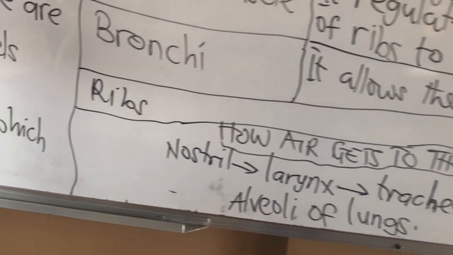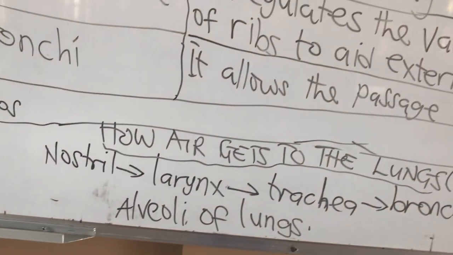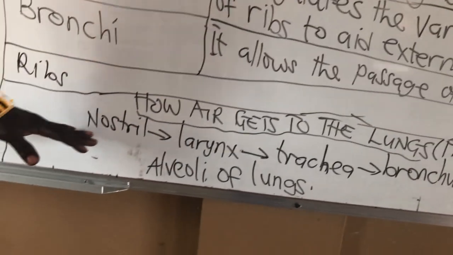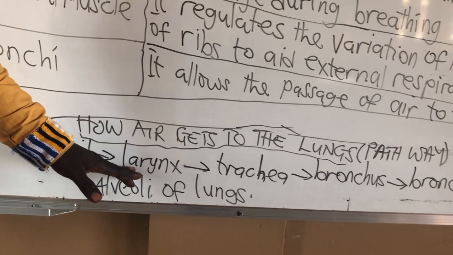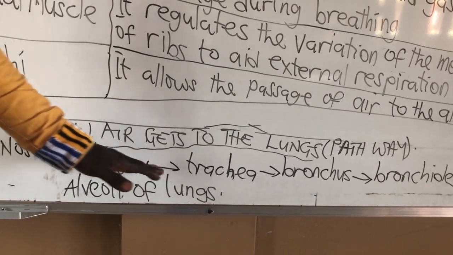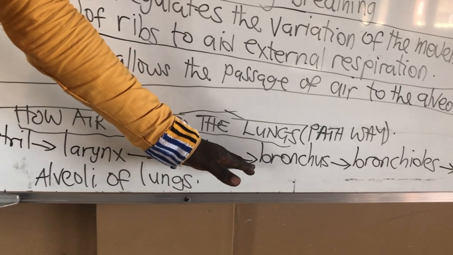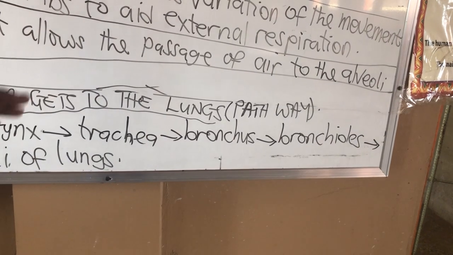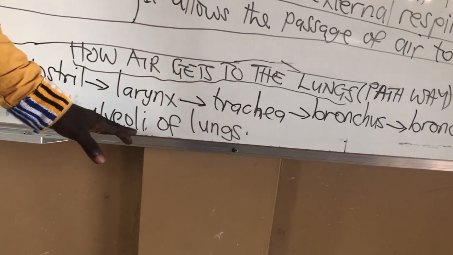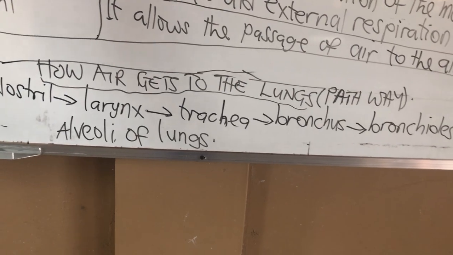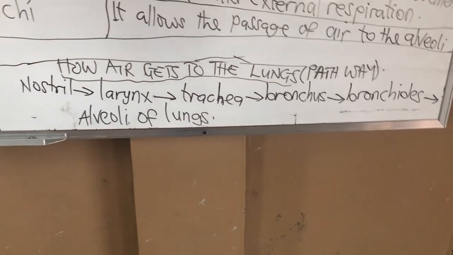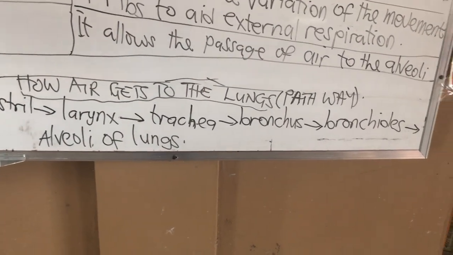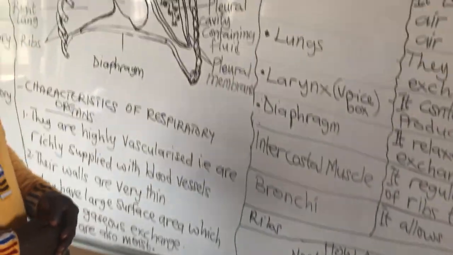Now, let's look at how air gets to the lungs, or the pathway of air. First, oxygen passes through the nostril, moves to the larynx, passes through to the trachea, and gets through to the bronchus, and from the bronchus, the air gets to the bronchioles, and from the bronchioles, then moves to the alveoli of the lungs. And the air comes out as carbon dioxide, which is the waste air from the system. So this is how air gets into the system.